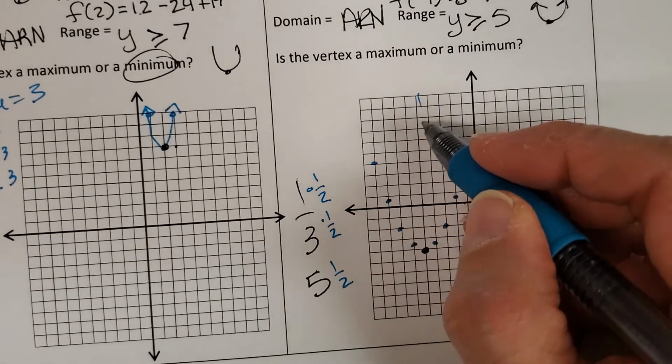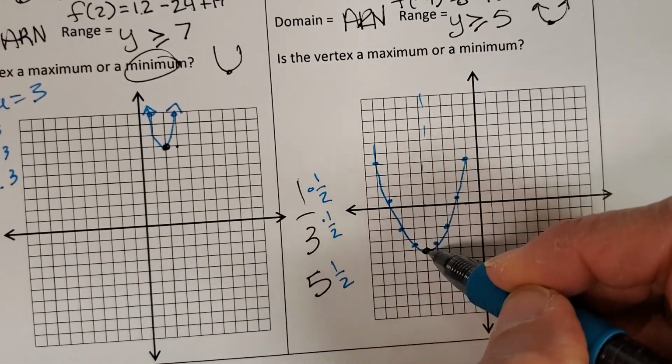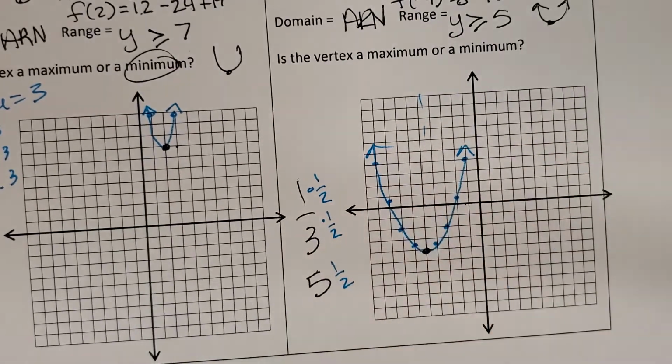And we can use that axis of symmetry so that we know that what's happening on one side of the parabola is happening on the other side. And that's how we can graph that.